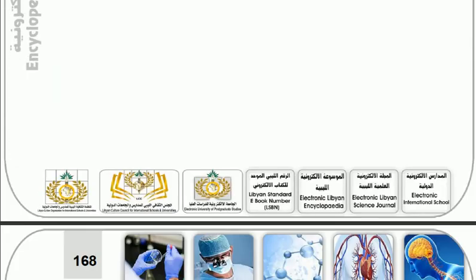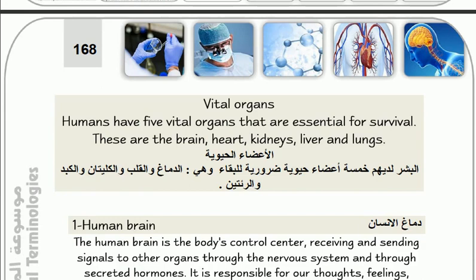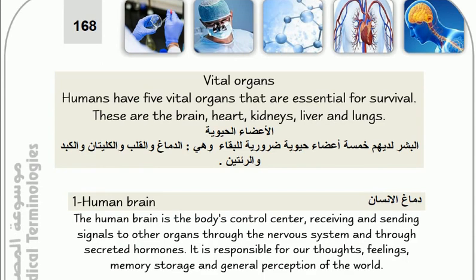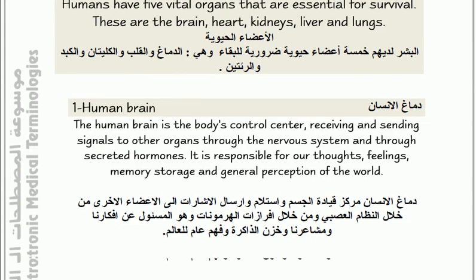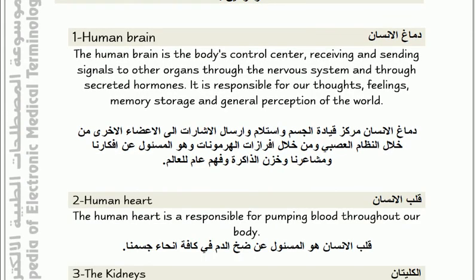Vital organs. Humans have 5 vital organs that are essential for survival. These are the brain, heart, kidneys, liver and lungs. 1. Human brain. The human brain is the body's control center, receiving and sending signals to other organs through the nervous system and through secreted hormones. It is responsible for our thoughts, feelings, memory storage and general perception of the world.